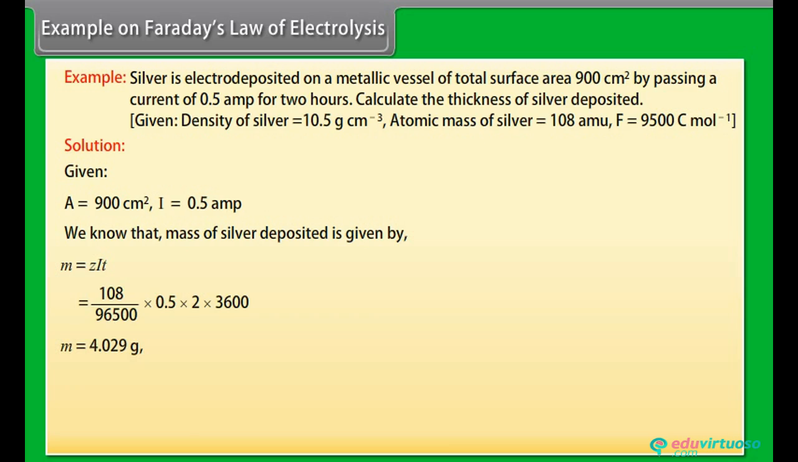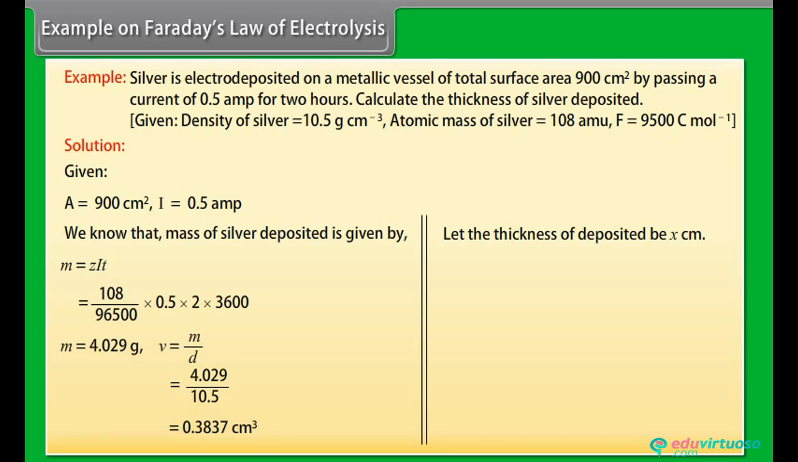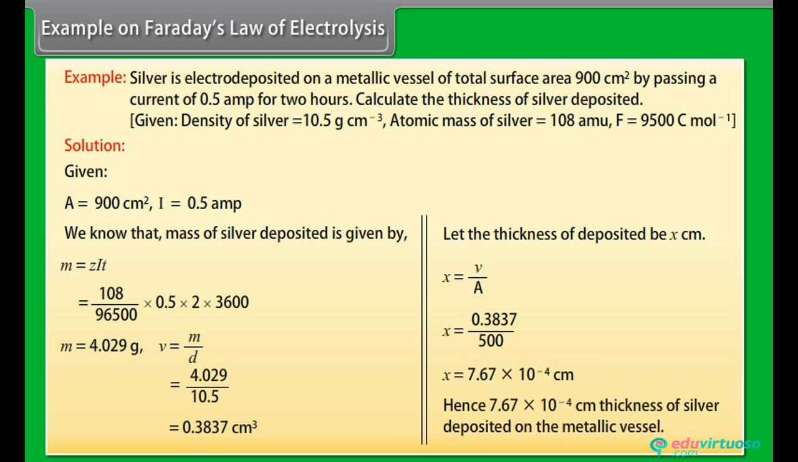We know that V is equal to m upon d. By putting the values we get V is equal to 0.3837 centimeter cube. Let the thickness of deposit be x centimeter. We know that x is equal to V upon A. By putting the values we get x is equal to 7.67 into 10 raised to the power minus 4 centimeter. Hence, 7.67 into 10 raised to the power minus 4 centimeter thickness of silver is deposited on the metallic vessel.